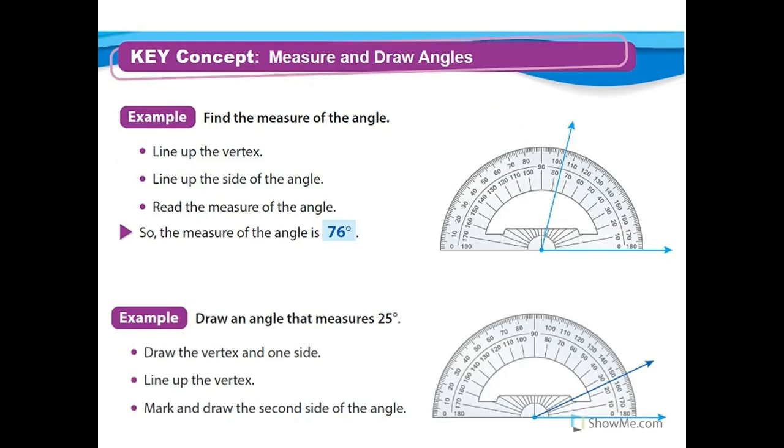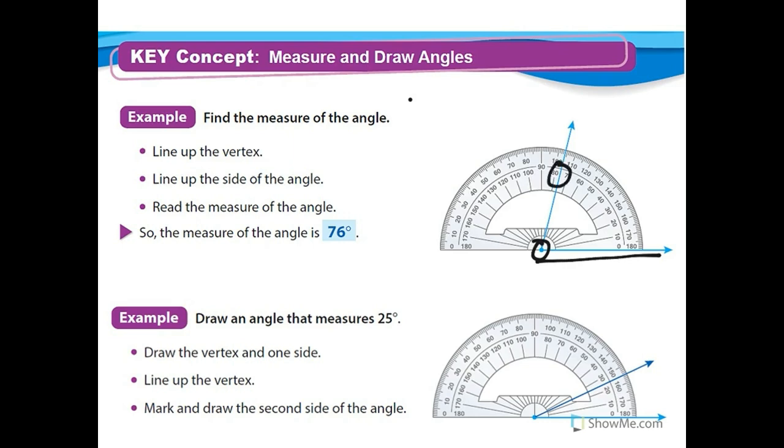Alright, so let's go on to our key concept, measure and draw angles. Our first example, we're going to find the measure of the angle. First thing we do is we line up the vertex. So here's our vertex right here. Line up the side of the angle. Here's our side right here. And then read the measure of the angle. So we would measure it right here.